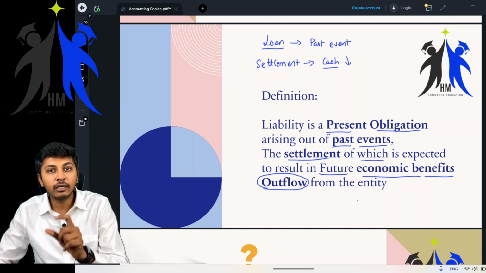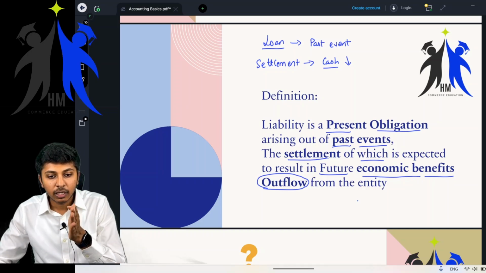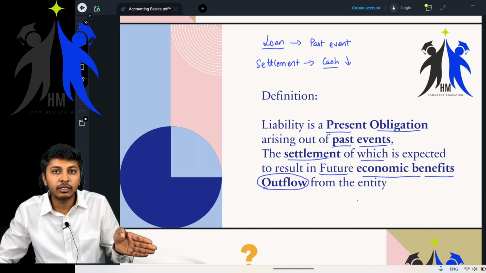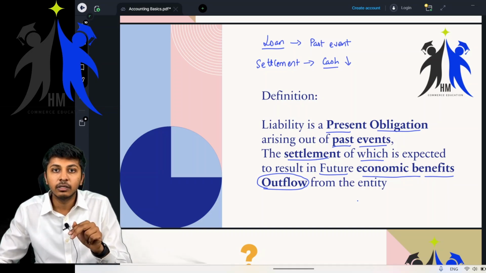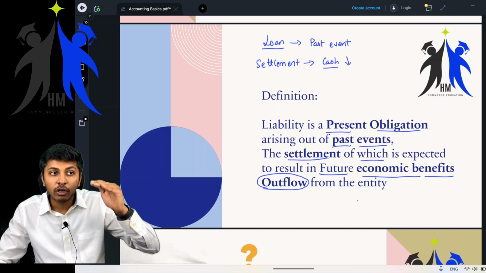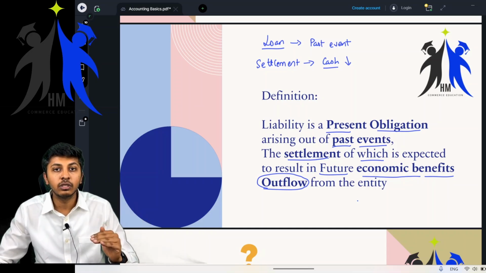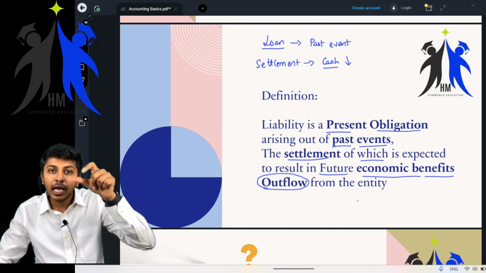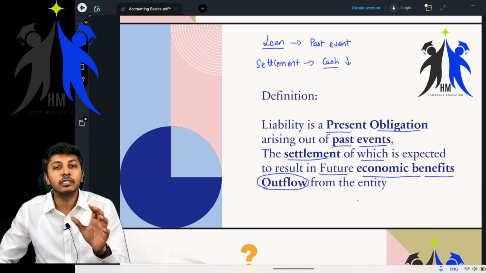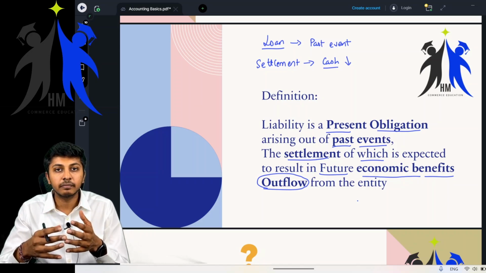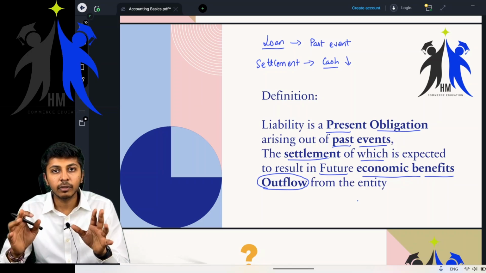So anything that has come into our business because of a past event, and which is an obligation, and when you settle that obligation, if your assets or resources reduce, then that will be considered a liability as on the date of the balance sheet, or as on that particular day when you are looking at it. Did you get my point?